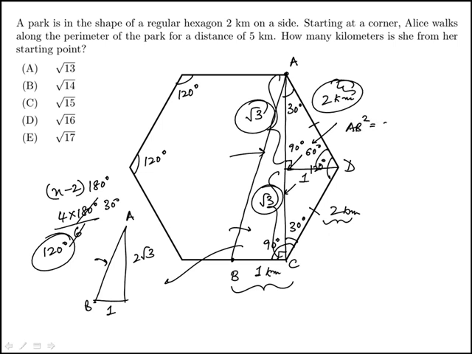This would be AB squared is 2 root 3 squared plus 1 squared. This is 4 times 3 plus 1, 13. That means AB is equal to the square root of 13. Answer A.